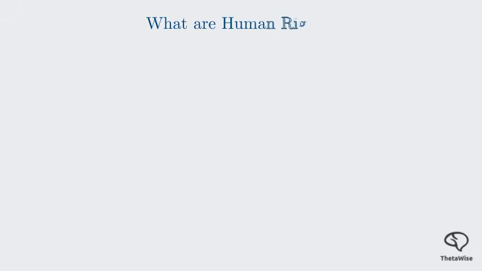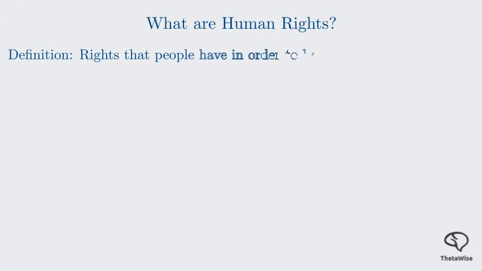So, what exactly are human rights? Human rights are the basic rights that people have just by being human. They exist to ensure that every person is treated with respect and dignity. Think of them as a set of rules that guarantee you fair treatment and protection, no matter who you are.